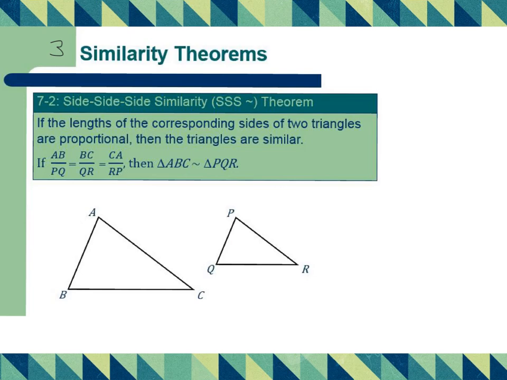So perhaps this triangle has sides 2, 5, and 4. And maybe this triangle has sides 4, 10, and 8. So without knowing the angles, and again, this only really works for triangles, I can prove that these shapes are similar.